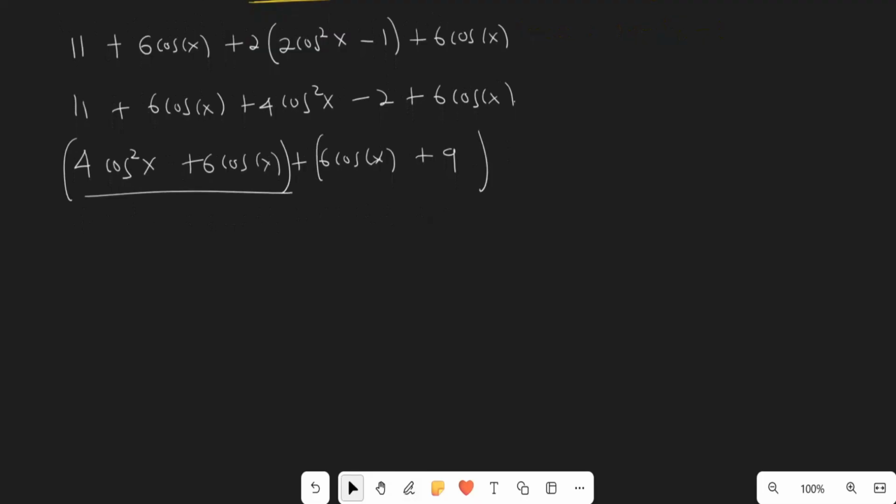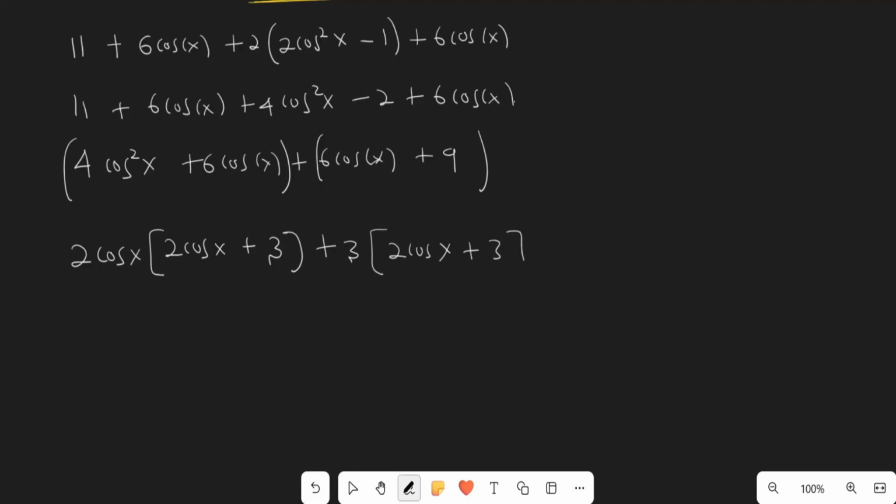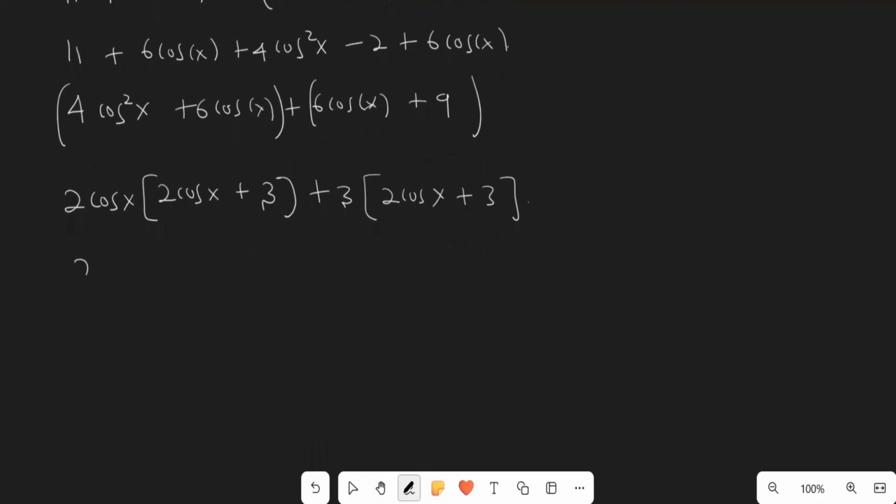For the first one, we can factorize something common out. We can factorize 2 cosine of x out because that is common. What is left here is 2 cosine of x plus 3. What can be factorized out here is 3, and what is left here is 2 cosine of x plus 3. And this one can be written as 2 cosine of x plus 3 out, and then 2 cosine of x plus 3. And that is equal to 2 cosine of x plus 3, all this one squared.